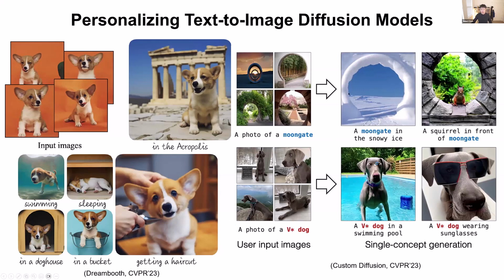Another quite similar idea uses a bit better regularization, right? Rather than fine-tune the UNet, you only tune a very small subset of the parameters so that it has better generalization. As you can see, it starts to learn even more abstract concepts like moongate in a snowy ice, which is quite interesting.